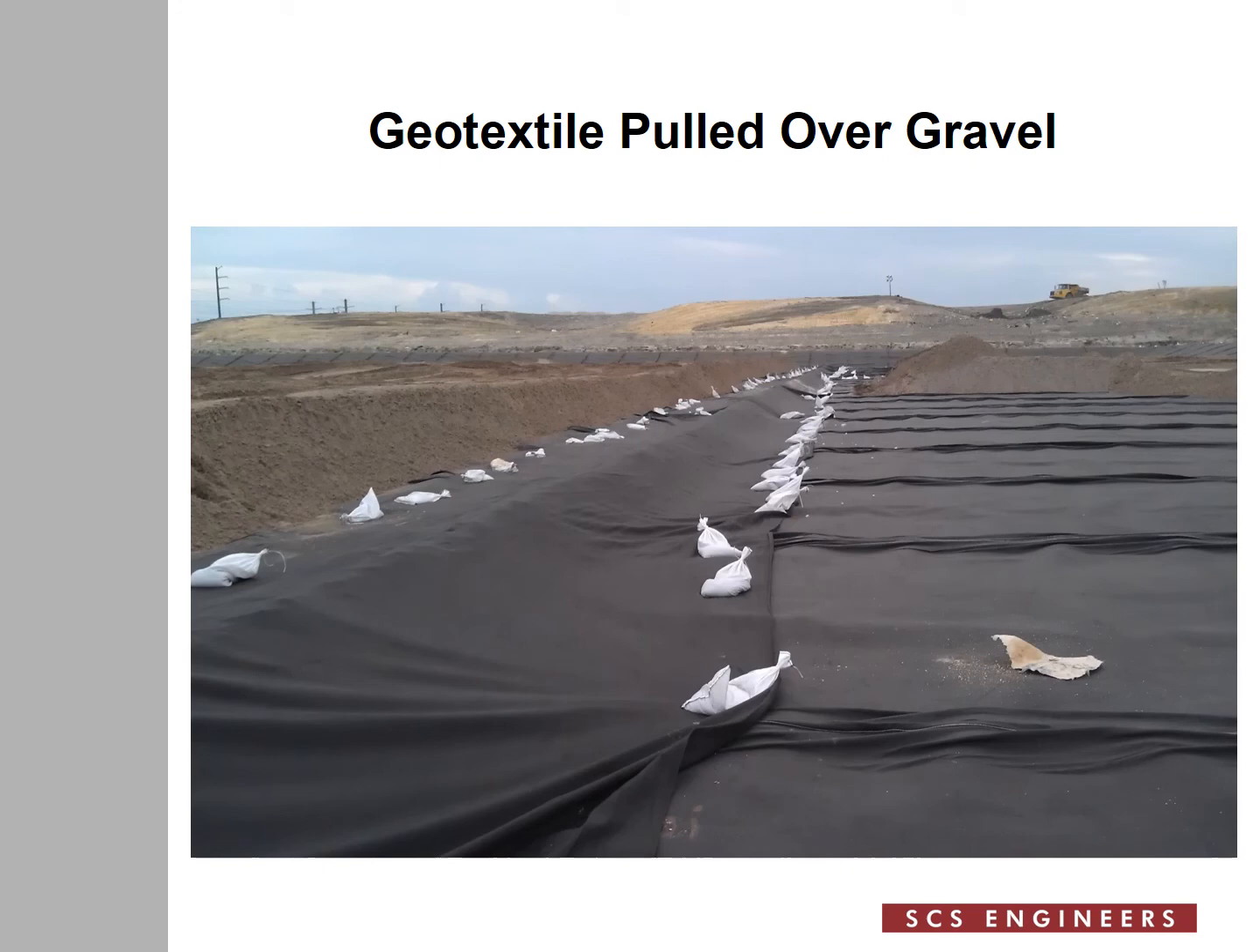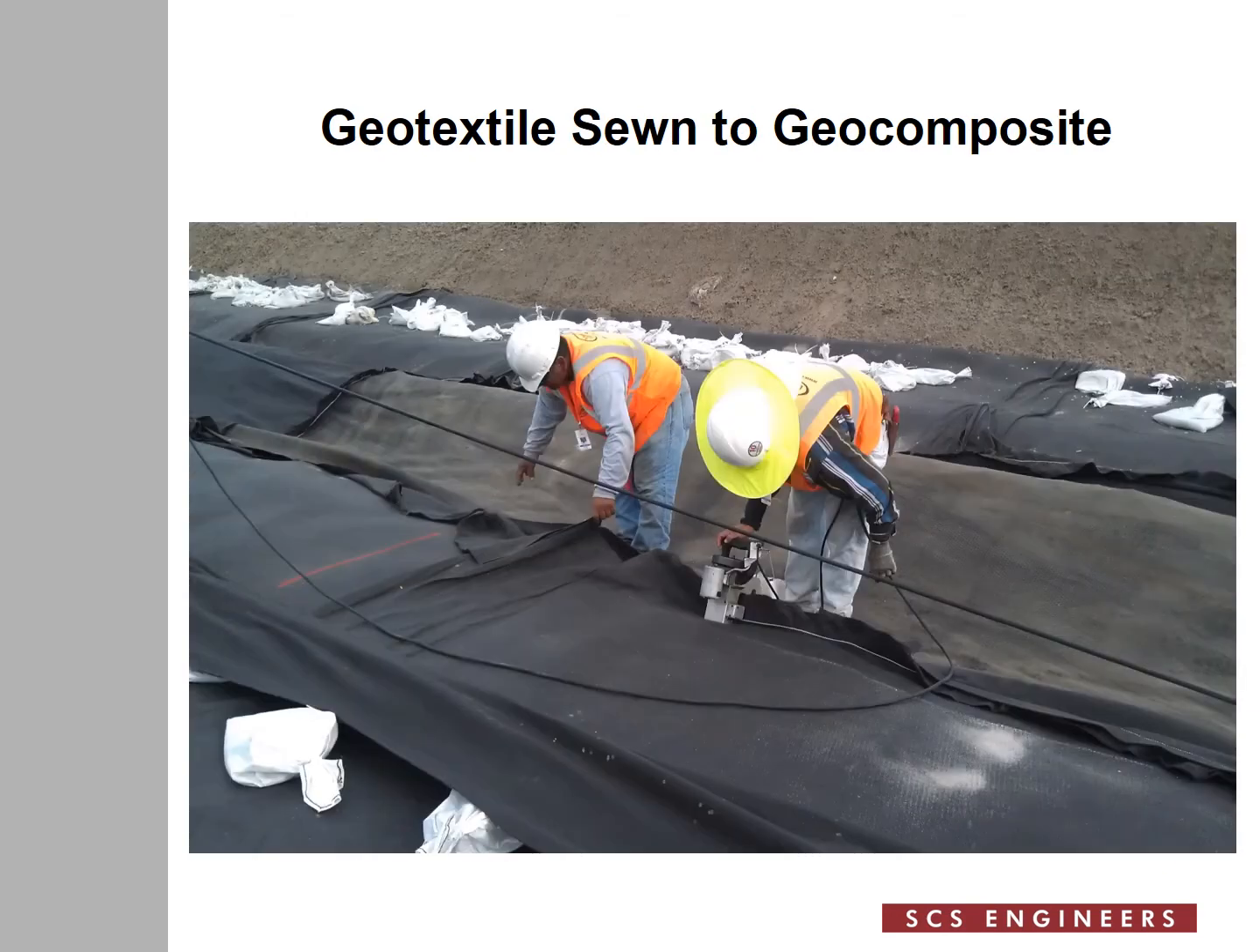Now the textile is pulled over gravel, held in place with sandbags until the installer gets to sew the textile to the upper geotextile component of the geocomposite on each side. Here they are sewing the textile to the upper geotextile component of the geocomposite on one side of the gravel pack, and then they'll move on to the other side to finish the work.